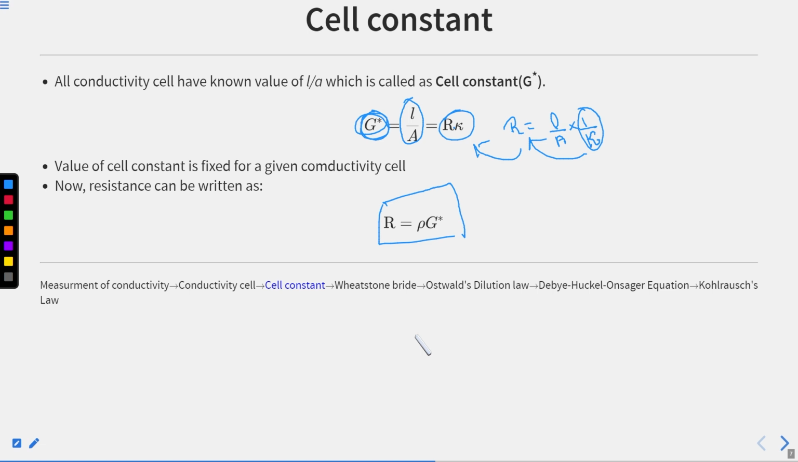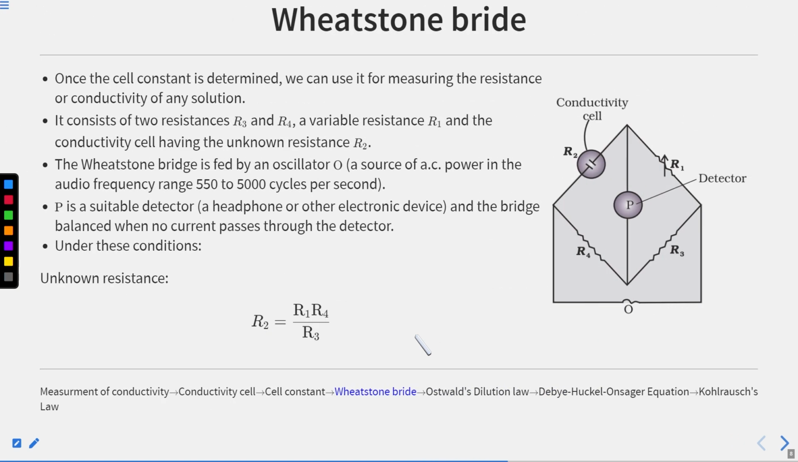Now we have a conductivity cell whose cell constant is known, and the thing that is to be calculated or measured is now conductivity. So we'll move now to the Wheatstone bridge. So this setup here is basically like this: we have 4 resistances, 1, 2, 3 and 4. Out of these 4, 2 are fixed, R3 and R4. R1 is variable, we can vary it accordingly, and in R2 we will place our conductivity cell. We will connect our conductivity cell here.